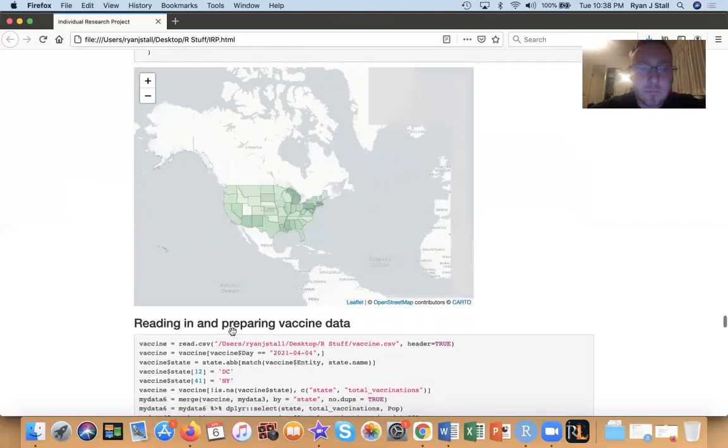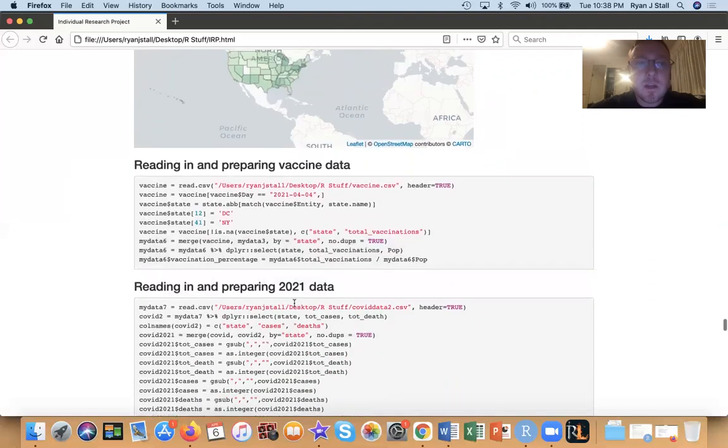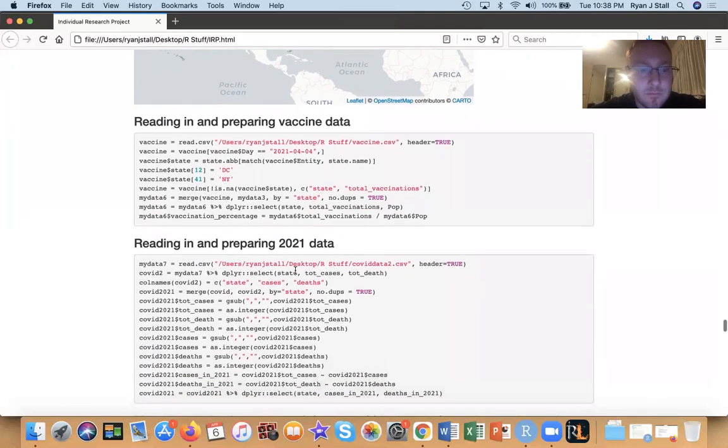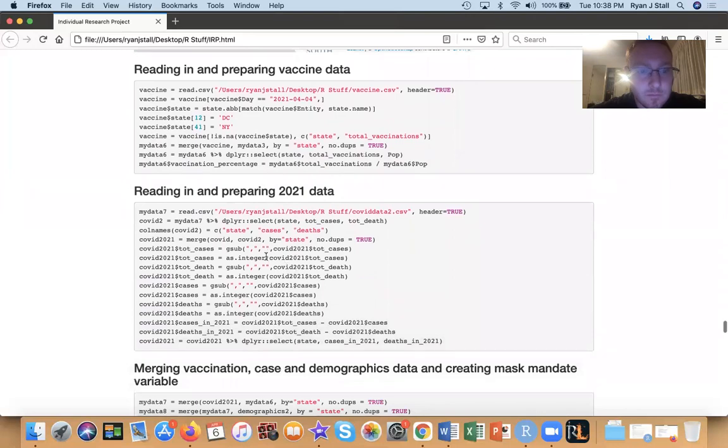After all of this, I had the idea to also model the effects of vaccination on COVID infection, death, and mortality rates. The vaccine data was also available on the CDC website. After merging the vaccine data with the earlier data, I divided the total vaccinations by the population to get the vaccination rate.